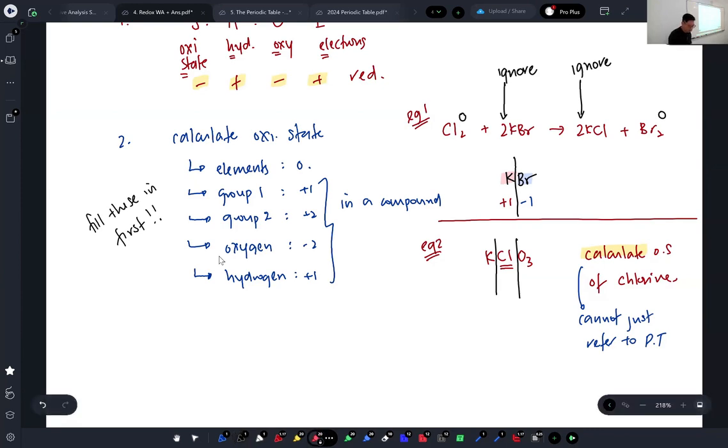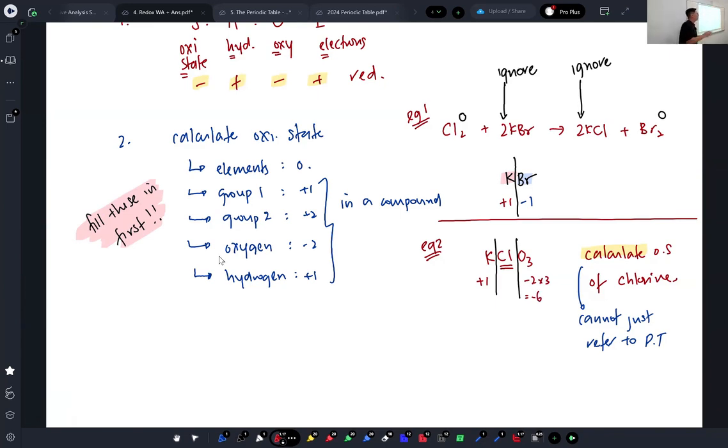So what I'm trying to say here is this. If you see group 1, group 2, oxygen, hydrogen, fill those in first. I see group 1, oh, +1. I see oxygen. Each oxygen is -2. 3 of them is -6. And if you are lost here, please let me know.